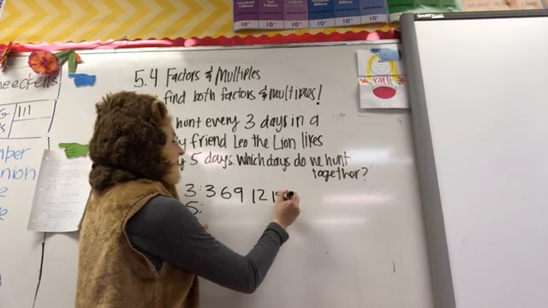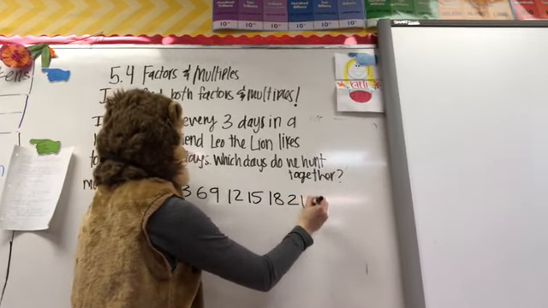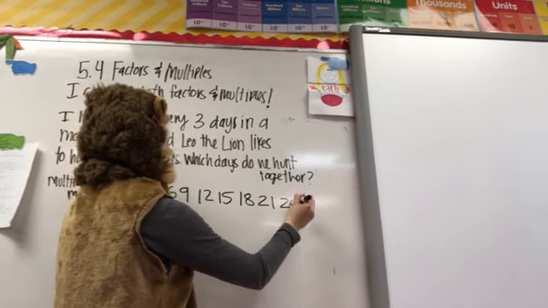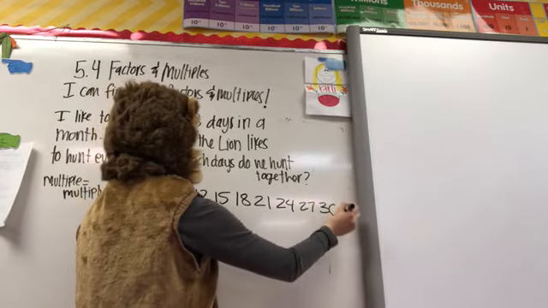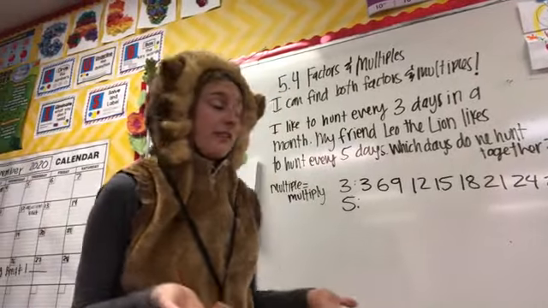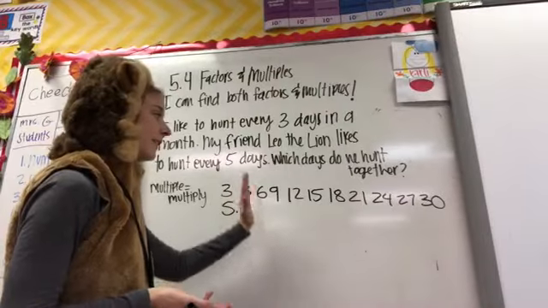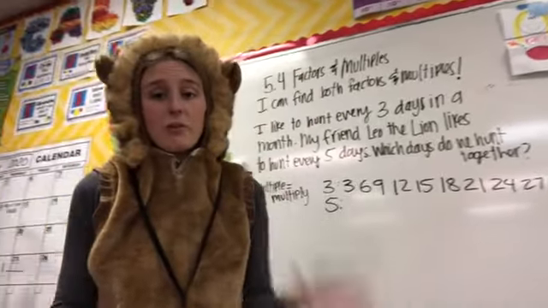Then 15, 18, 21, 24, 27, and 30. All right, cool. So these are all the days of the month I would go hunting. I'd hunt on the 3rd, on the 6th, the 9th, the 18th, the 30th. So those are when I like to hunt.